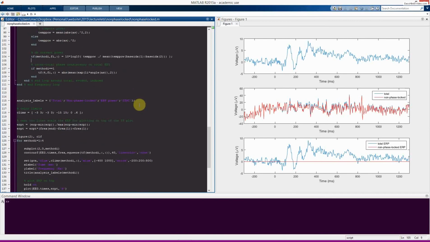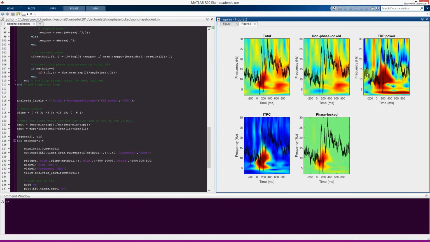Okay, so we can run that line. And here you see basically exactly what I have shown in the PowerPoint slide, although I think the panels are in a different order. I'm not sure how that happened. But okay, I believe that's it, actually.